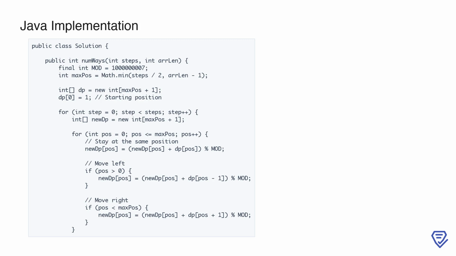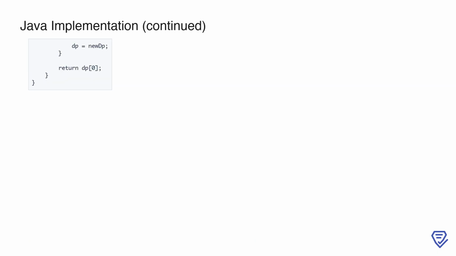Now, for each step, we create a new array, new DP, to store the updated counts for the next step. Inside the nested loop, we iterate through all positions up to maxPos. For each position, we calculate the number of ways to stay at the same position, move left, or move right, updating new DP accordingly. We ensure that all updates are taken modulo mod to prevent overflow. Once the inner loop has processed all positions, we update the DP array to be the same as new DP, effectively moving to the next step.